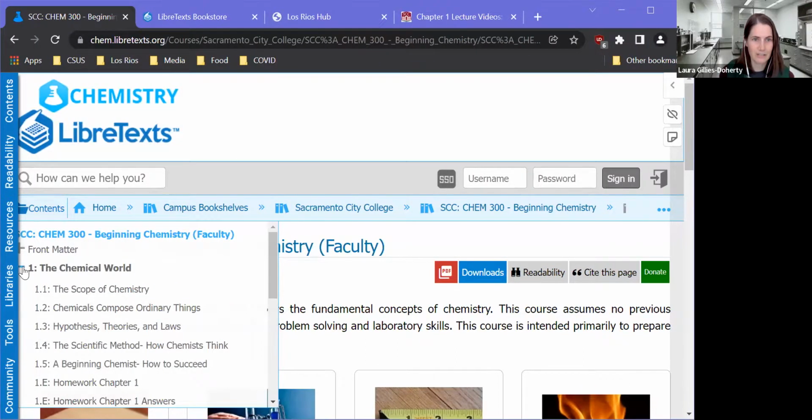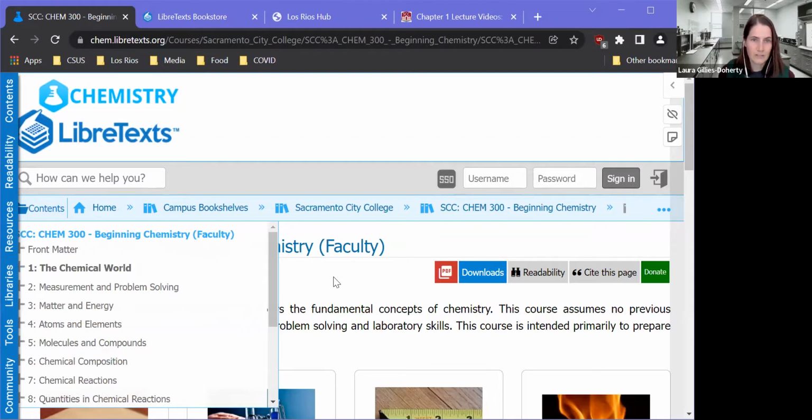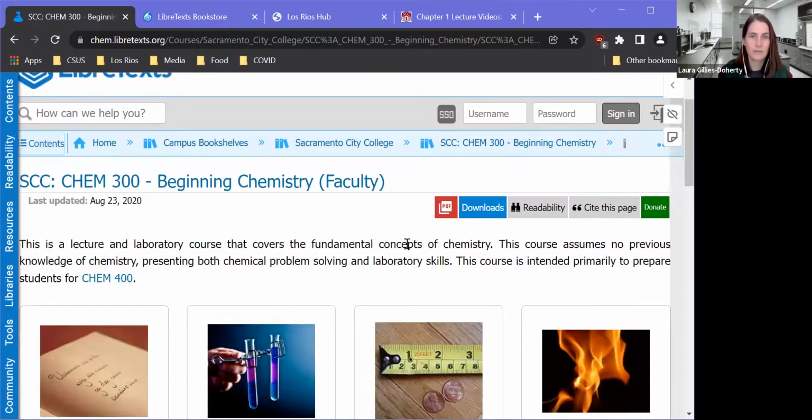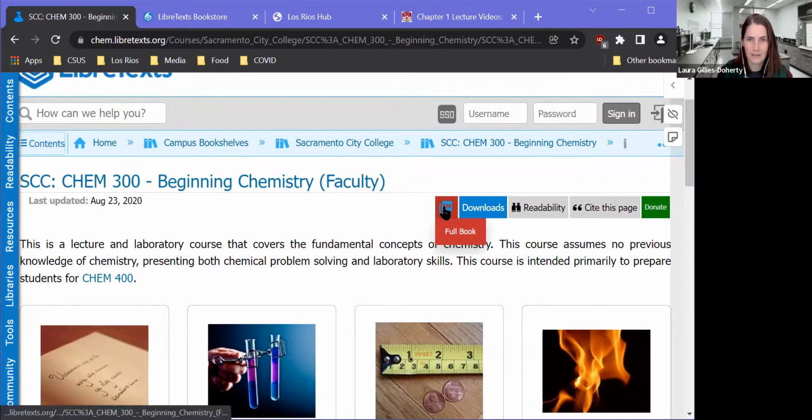The other thing that's going to be really useful other than the contents tab is that if you prefer to read a textbook on paper format instead of reading it online, you can go here to the PDF button and you can download the entire textbook so that you can read it offline. You could print it, you could write on it, you could highlight it, whatever you want.